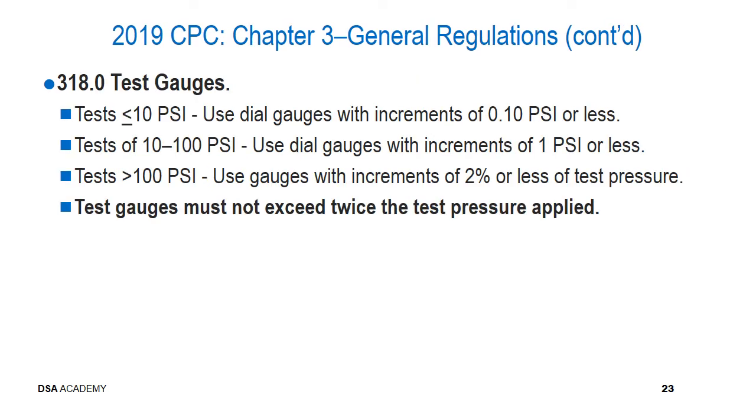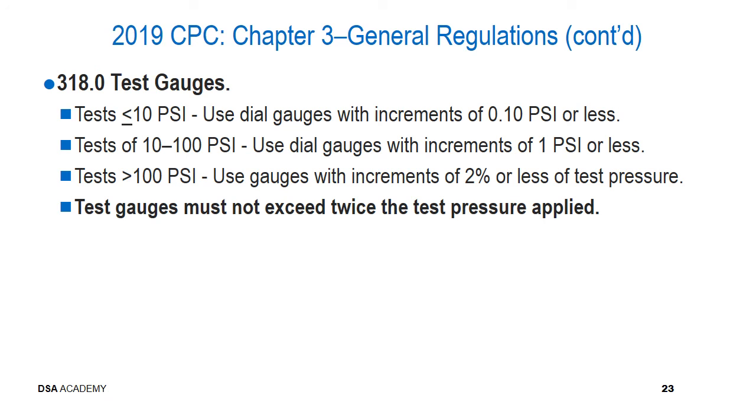This slide identifies the requirements for test gauges, and this is taken directly from the code. And the main thing to take from this slide is the fact that test gauges must not exceed twice the test pressure applied. The reason for this is test gauges are more accurate in the upper half of their limits than in the lower half.